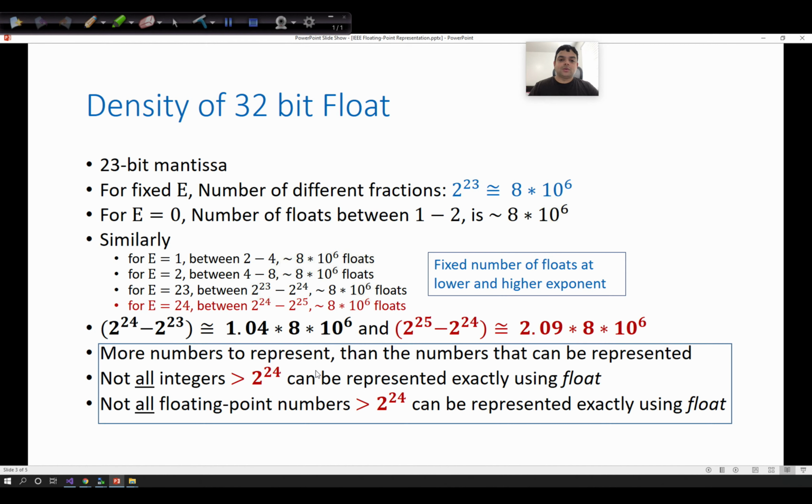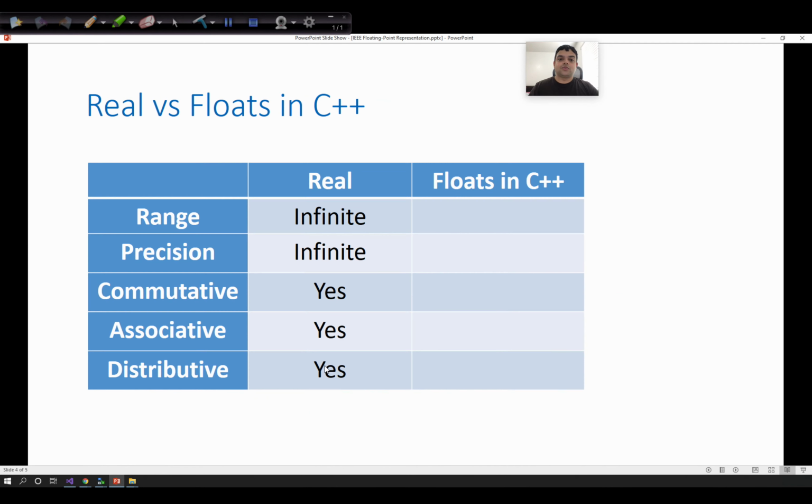Now let's look at the major differences between floats in C++ and real numbers. We know real numbers have infinite range and precision, but this is not true for floating point numbers in C++. So the floating point numbers in C++ have finite precision and range. We already looked at this before. The finite precision is because we have a fixed number of bits for the mantissa. In case of 32-bit floats, we have 24-bit precision. In case of 64-bit double precision floats, we have 53-bit precision. Now the range is again finite, and this is because we again have a fixed number of bits for the exponent.